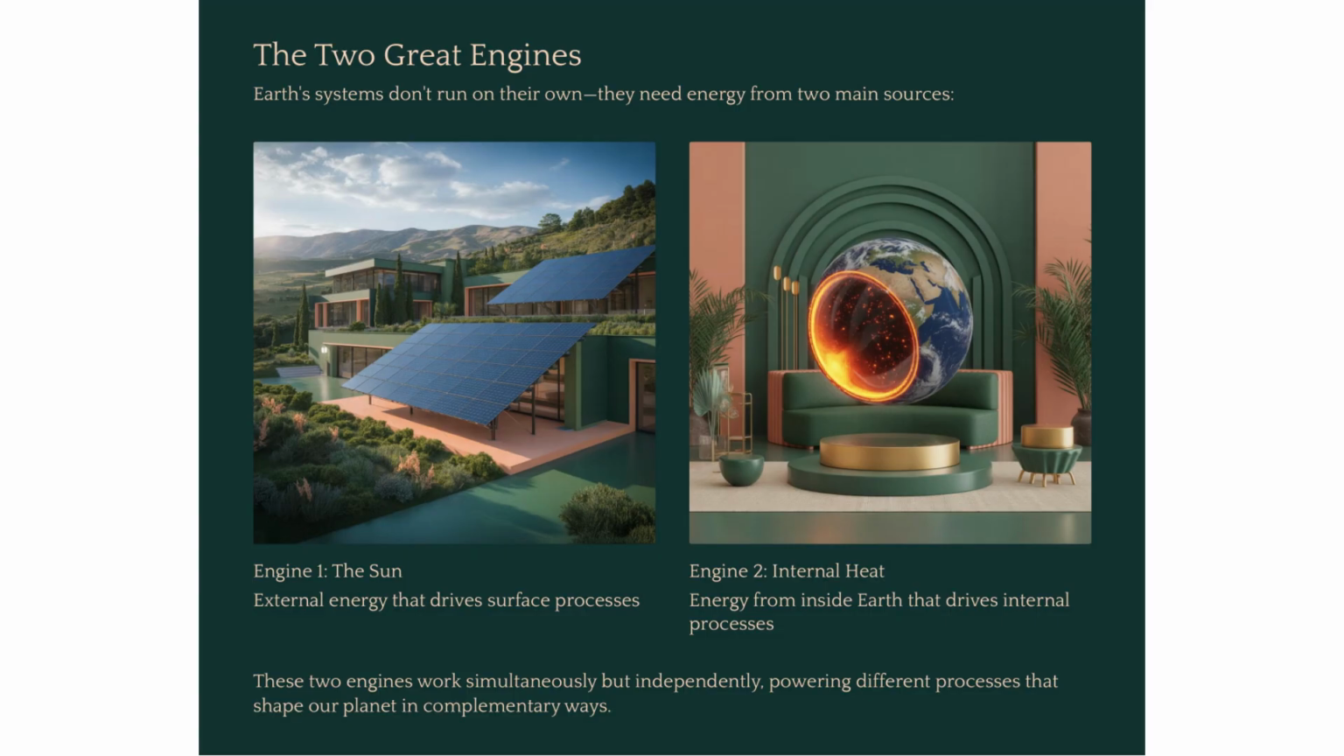Okay, we have our four spheres, but what makes them do anything? Why isn't Earth just a static, boring ball of rock, water, air, and life? Because it has engines, 2 of them. Think of it like a hybrid car. It has 2 sources of power. The first is an external engine, the sun. The second is an internal engine, the planet's own heat, deep inside its core. These two engines provide all the energy that drives every process on Earth.